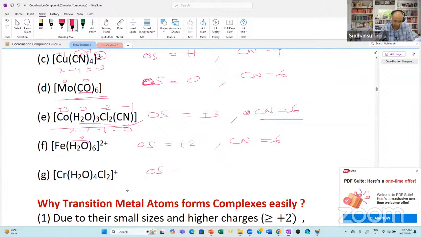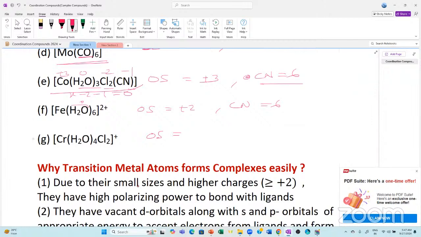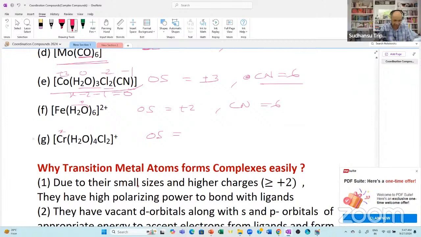And what will be the oxidation number of this? The last one. Here it is plus x, 3 water is 0, and the others are minus 2. So x minus 2 is equal to plus 1, because the net charge of the complex is given as plus 1. Therefore, the oxidation number of chromium is plus 3. This is the plus 3 state.